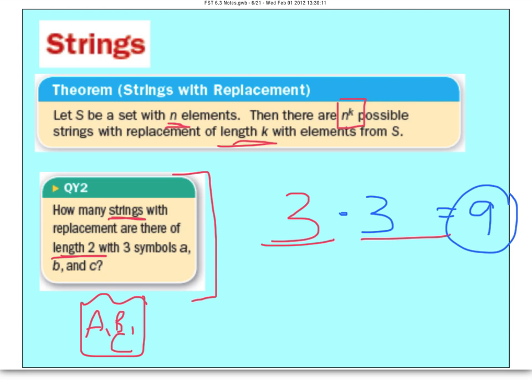So the difference here now is you have to ask yourself, when you make the second choice, is there still going to be 3 in the bag, or is there really only 2? If you can replace, there's 3. If you pick a letter from the bag and you don't replace it, then this would only be 2. So you have to read the question carefully and know what the scenario is.